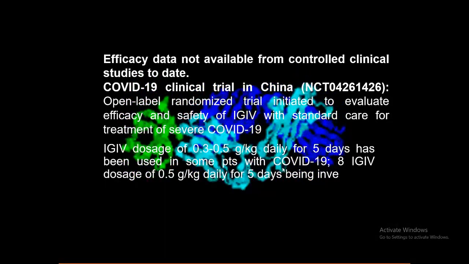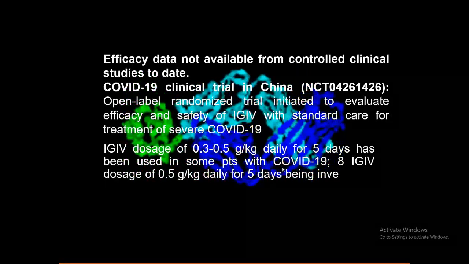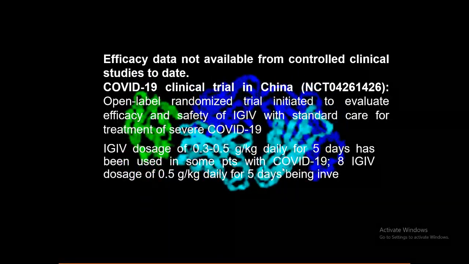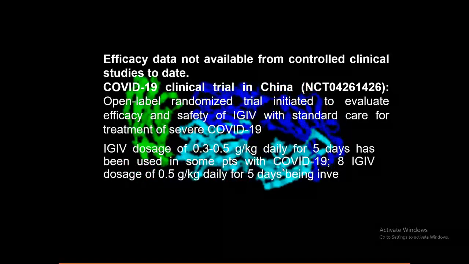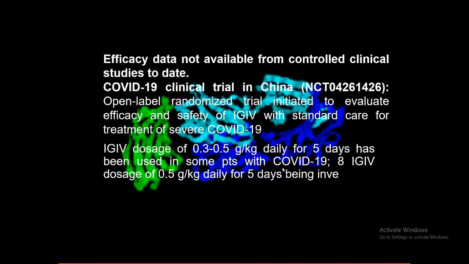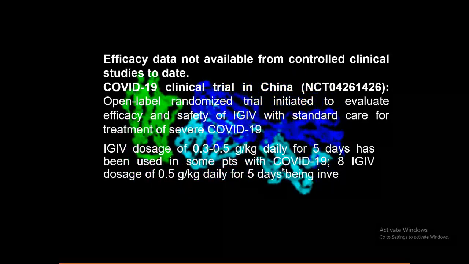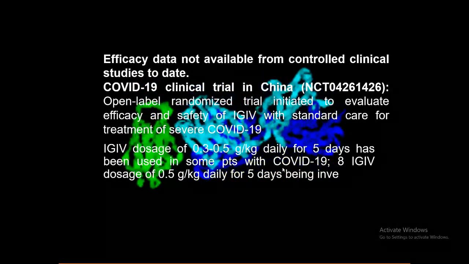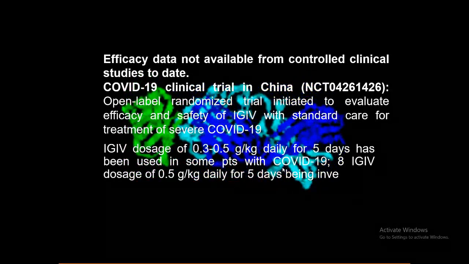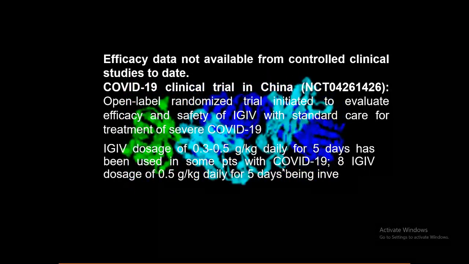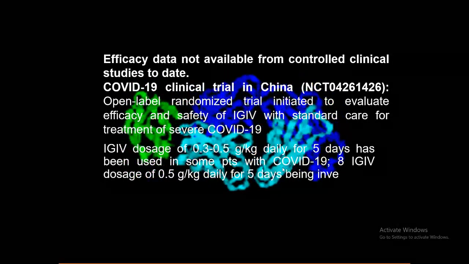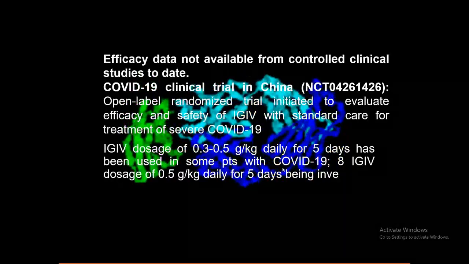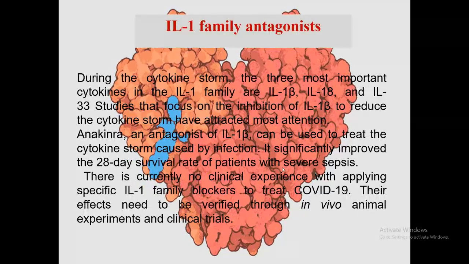There are a number of COVID-19 clinical trials in China, open randomized trials initiated to evaluate the efficacy and safety of immunoglobulin in COVID-19 patients. Still, we don't have results. But what they use is a dose of 0.3 to 0.5 gram per kg for 5 days. It's very attractive, and some centers use it, but still we are waiting for the results of randomized control trials.